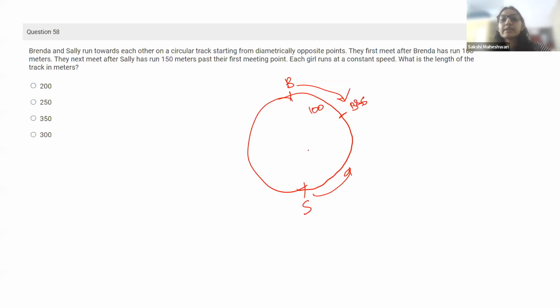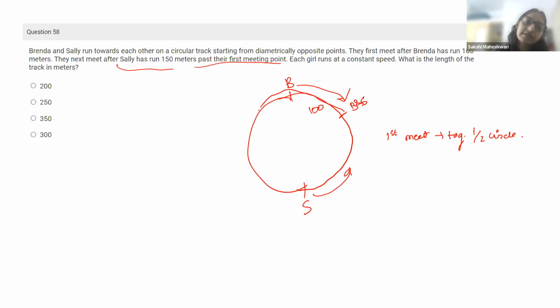When they both have met here, they both together completed half a circle at the first meeting. They next meet after Sally has run 150 meters past their first meeting point. From here, Sally runs 150 meters, and then again Sally and Brenda are here. So after this, Sally runs this much and Brenda runs this much.